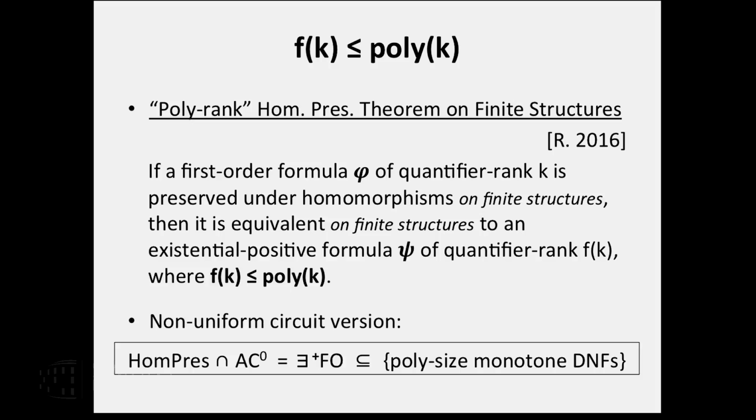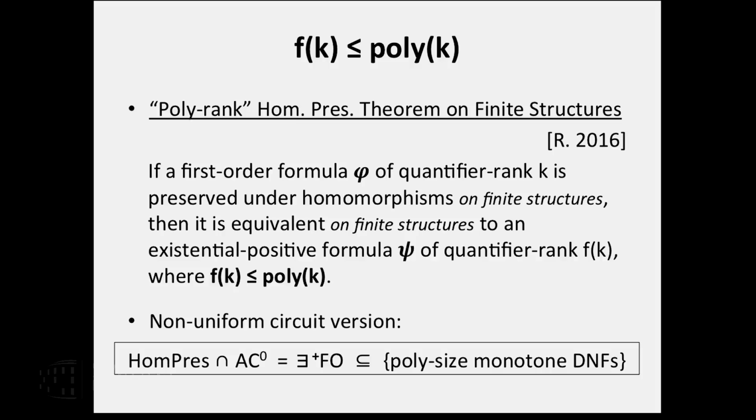So what happens to uniformity here? This is even non-uniform. Right, so what is the existential positive FO? This is just what you think it means. This isn't circuits. Oh, okay. Yeah, there's no notion of a syntactically homomorphism preserved AC0 circuit. Right. So monotonicity is a nice thing because it's just no negations.